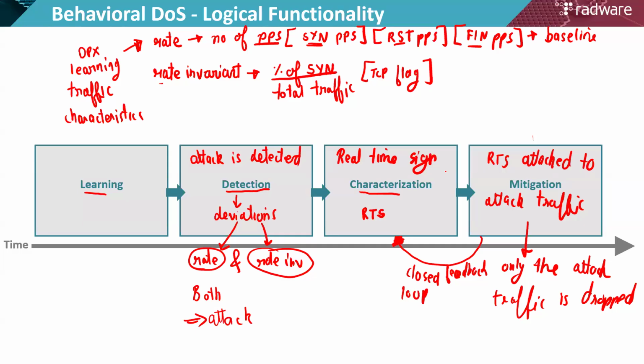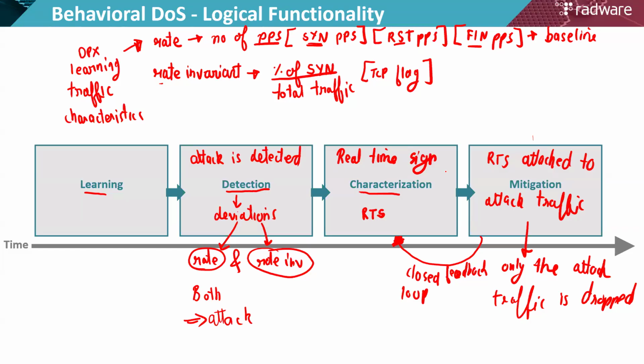Next is detection. The DefensePro is basically trying to detect whether there is an attack or not. How does it detect? It checks whether there are deviations with respect to the rate and rate invariant which we have learned during peacetime. If both of them deviate, then there is certainly an attack.